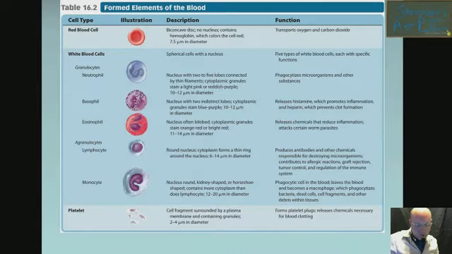Okay, here we look at the formed elements of the blood. We have the red blood cells. They are biconcave, meaning that they are flat in the middle with raised sides. They're kind of like a little button.